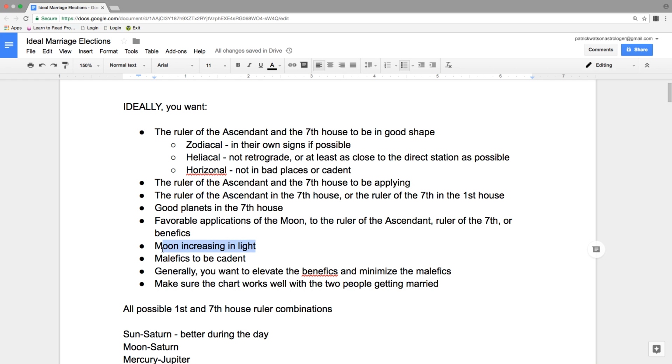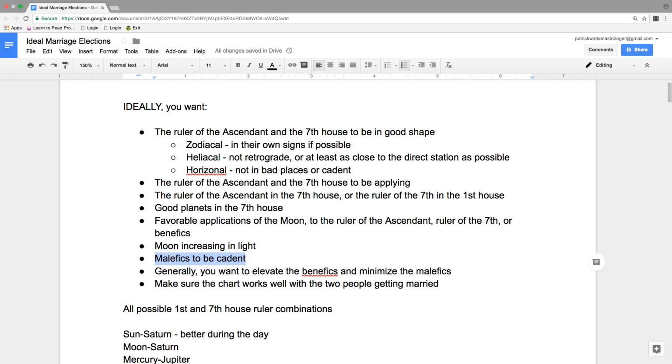Another thing, which kind of goes back to some of the rules of Serapio, is that you want the moon increasing in light for elections where you are building something up, and you want it decreasing in light when you want to break something down. So in the case of a marriage, I think we definitely want a marriage to be as long-lasting as possible. So ideally, you'd want the moon increasing in light, as in, approaching the full moon or on its way to becoming a full moon.